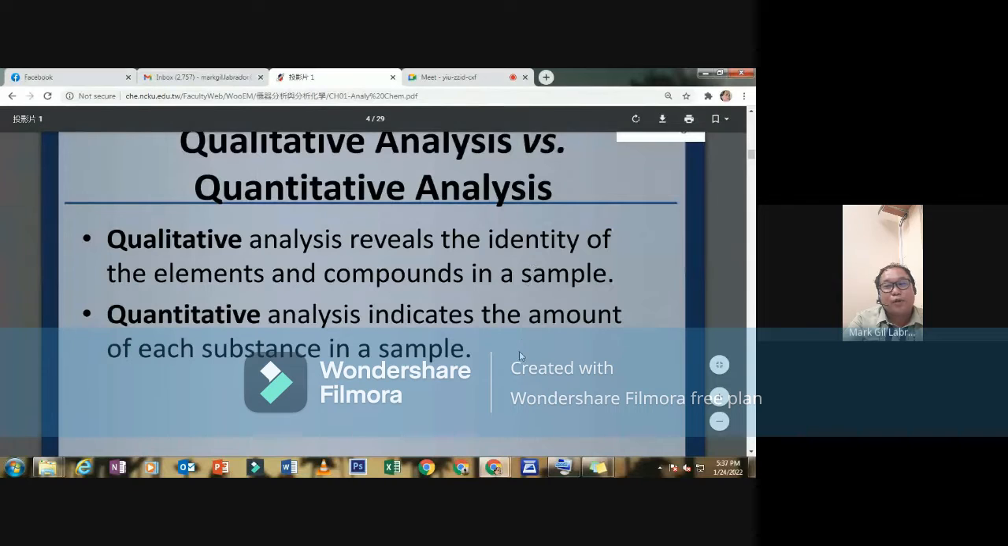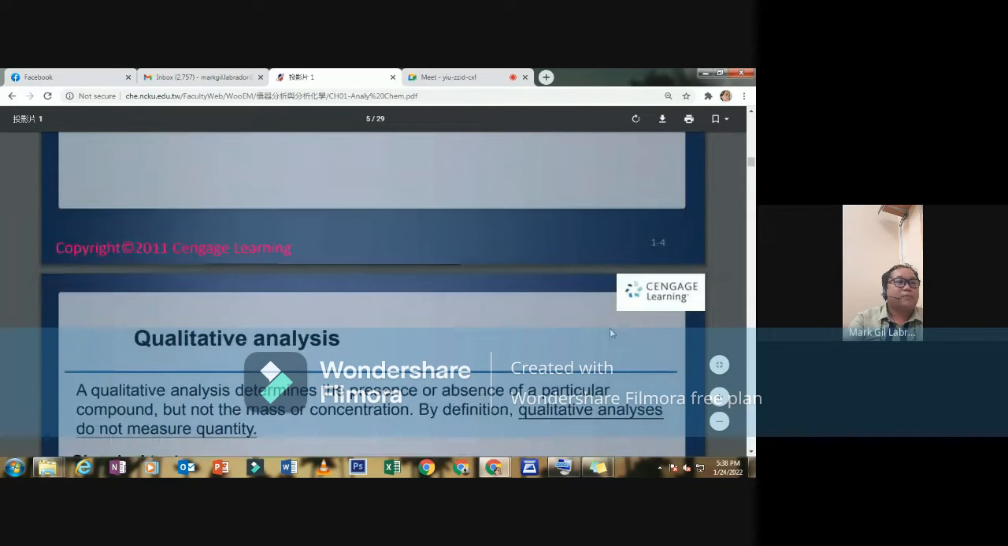Ang tawag kung gano'n ang pagka-describe mo, so it's more on your qualitative analysis, identifying the elements and compounds based on the sample. While for quanti naman, quantitative analysis ka, indicates the amount, may amount talaga of each substance in a sample. So you need the amount, meaning you need numbers. So kailangan mo kiluhon, i-measure, para masabi mo siyang ganon.